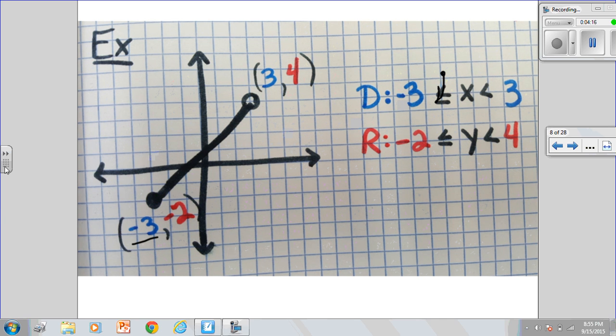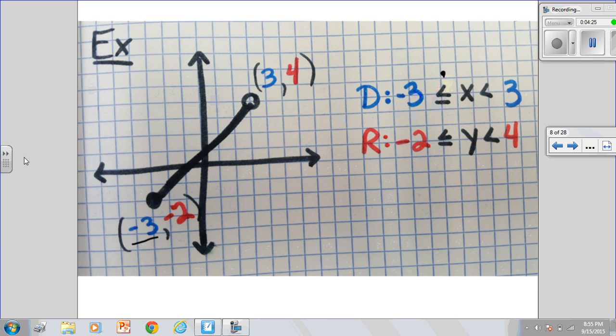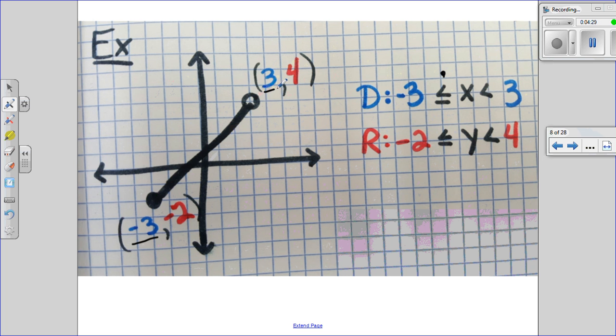so I included the line. Okay, let me erase a little bit of this. Okay, so that was a closed circle. Okay, the other one, this one right here, is an open circle. So this one should be open.